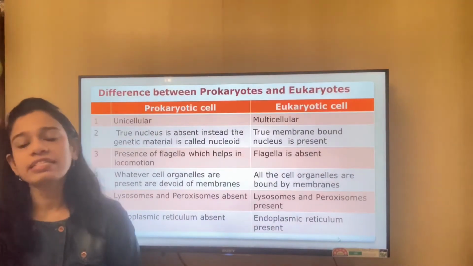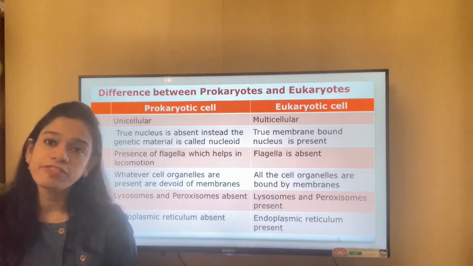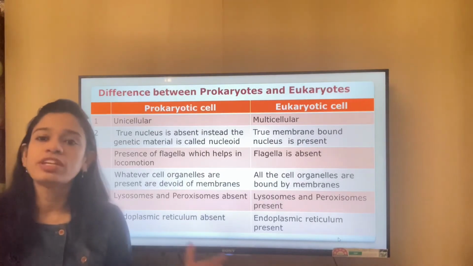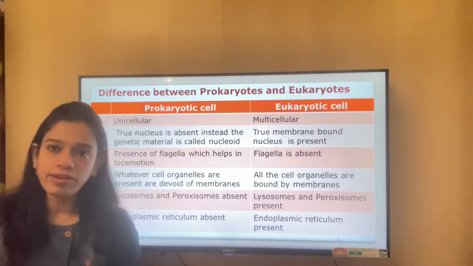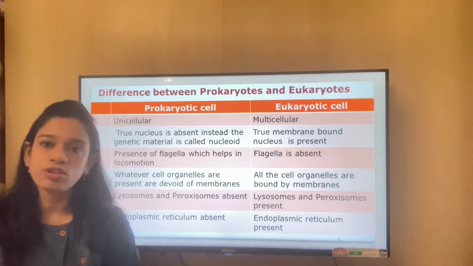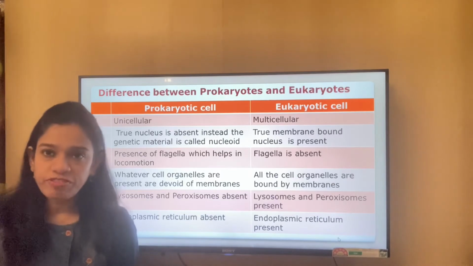Now first let us understand the differences between the eukaryotes and the prokaryotes, because if we know the differences, we can also write their characteristics depending on the marks. Basically, when we know all the characters of each cell, we can do it very easily.